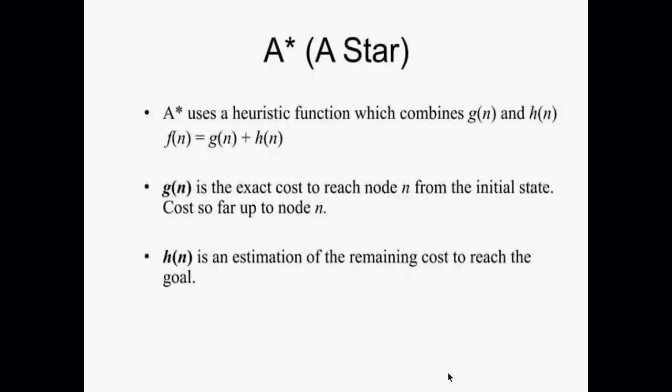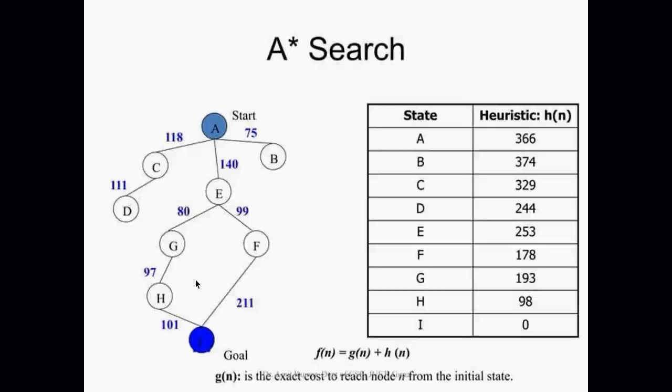Fine. So the A star, we have already seen the g of n and h of n. So adding these values, we are going to attain the f of n. g of n is nothing but the cost to reach a node from the initial state, the cost so far up to the node n, and h of n is how much it is going to take from n to the goal. That also we are going to conclude.